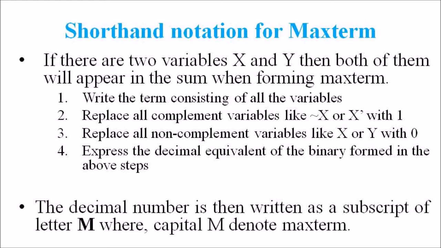So now let us consider the shorthand notation for max term. If there are two variables x and y, then both of them will appear in the sum in the formation of the max term. The following are the steps or rules to get the shorthand notation of max term. The four different rules are: first of all, write the term consisting of all the variables. Secondly, replace all complement variables like negation x or x complement or x dash with 1, and replace all non-complement variables like x or y with 0. And express the decimal equivalent of the binary formed in the above step.